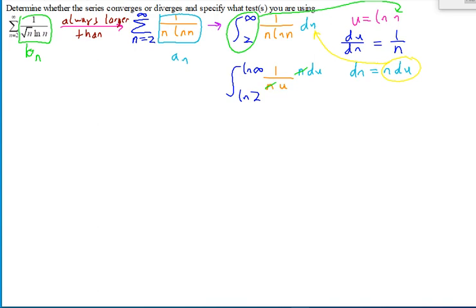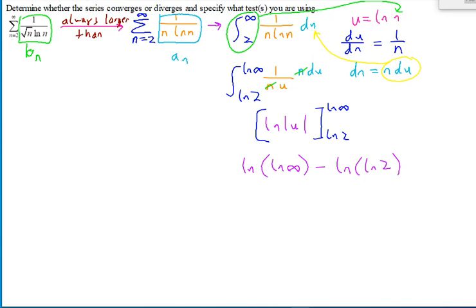1 over u gives you natural log absolute value of u, evaluated from natural log of 2 to natural log of infinity. Both of these are already positive values, so the absolute value doesn't have any effect there. So natural log of the natural log of infinity, minus the natural log of the natural log of 2. Well, natural log of infinity, even though it grows really slowly, does go to infinity, and then the natural log of infinity again. So this part's infinite, even if this part's not. Because of this infinite part, we know this diverges by the integral test.